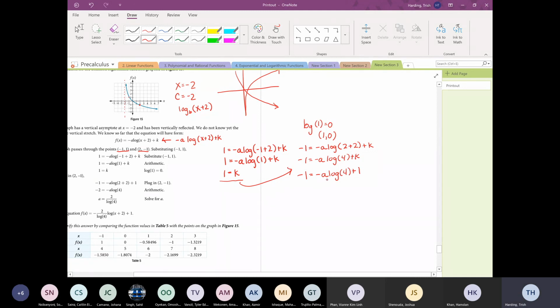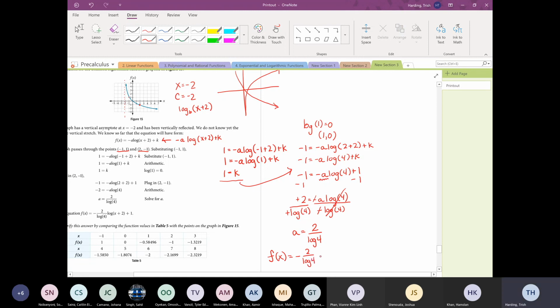I am going to now solve for a. So I subtract 1 from both sides, giving me negative 2 equals negative a log 4. I am going to divide by negative log 4. And that allows me to cancel out the log and get rid of the negative, so I get a. And a is going to become, these two negatives turn into positives. And that's because the negative divided by negative is a positive. Divided by log 4.